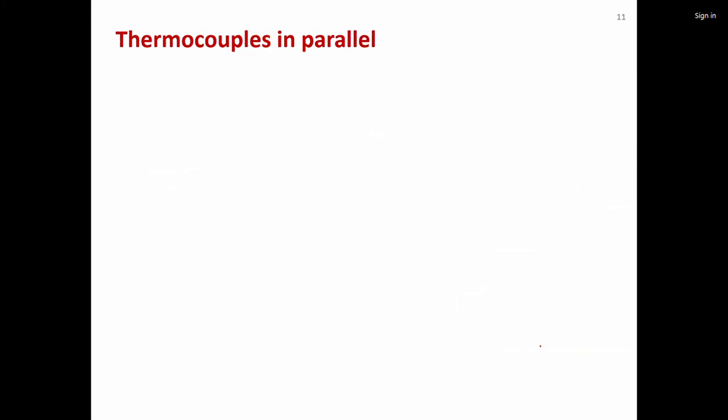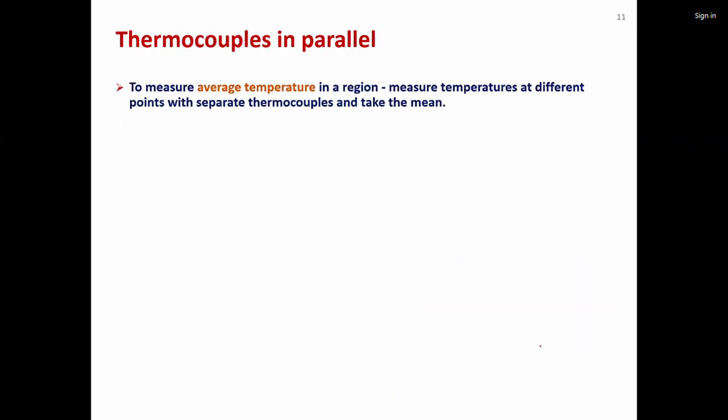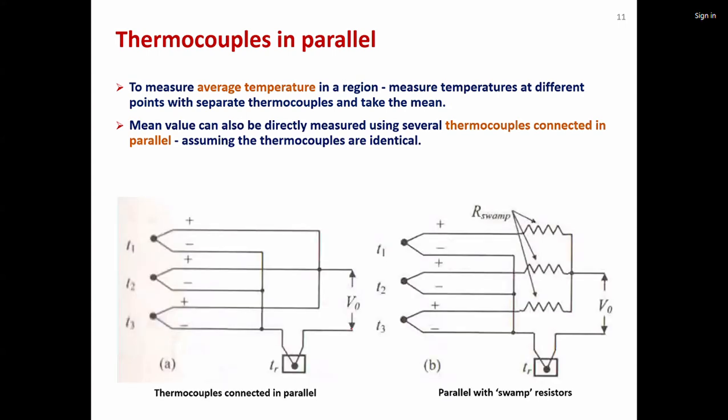Then you can also use, so here you have used thermocouples in series, but you can also use thermocouples in parallel, particularly when you want to measure the average temperature of a region. Let's say you have a metal plate and you want to know the average temperature of this surface. One approach is to keep measuring temperatures at different points, and that may take more time, but you can use one single circuit. You can have multiple junctions where each of these points will refer to different points on the surface of the plate, whose average temperature you want to measure.